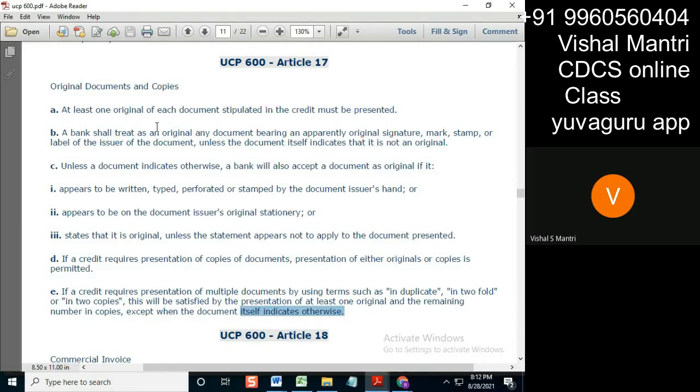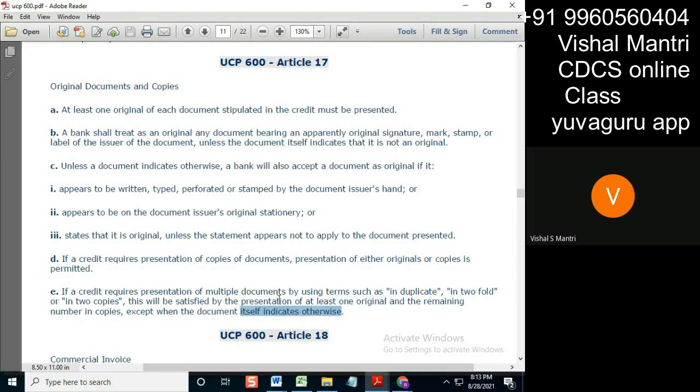This is just what we discussed earlier regarding that invoice insurance. See this: twofold, duplicate, or in 2 copies. See here, in the exam, you will only get these 3 words. Okay, you won't get any similar word to this effect. You'll get only these 3 words, and based on that only the questions will be asked. So if it is said in duplicate, twofold, or in 2 copies, now even if 2 means not only 2, it could be 3 also, 5 also, 10 also. Okay, then it will be satisfied by presenting at least one original and the remaining number of copies, except when the document itself indicates otherwise.